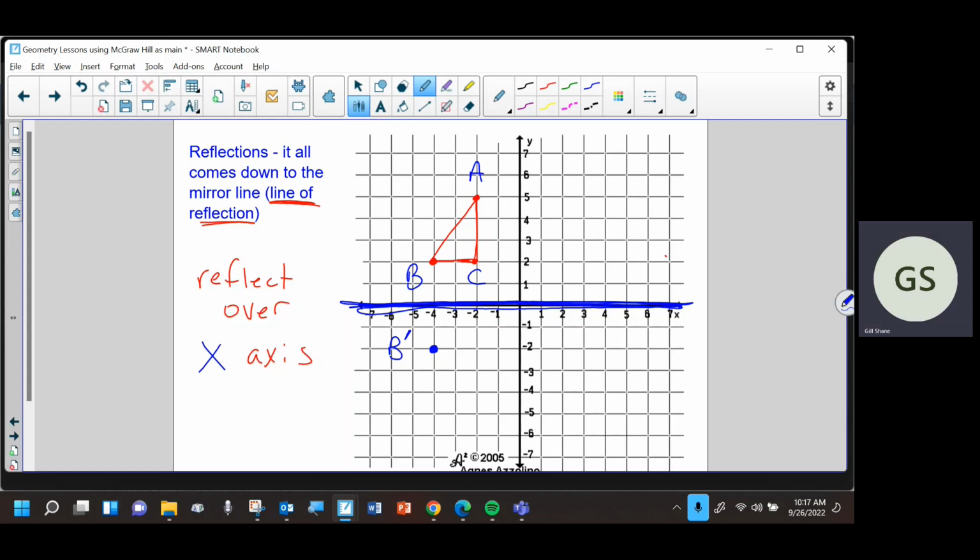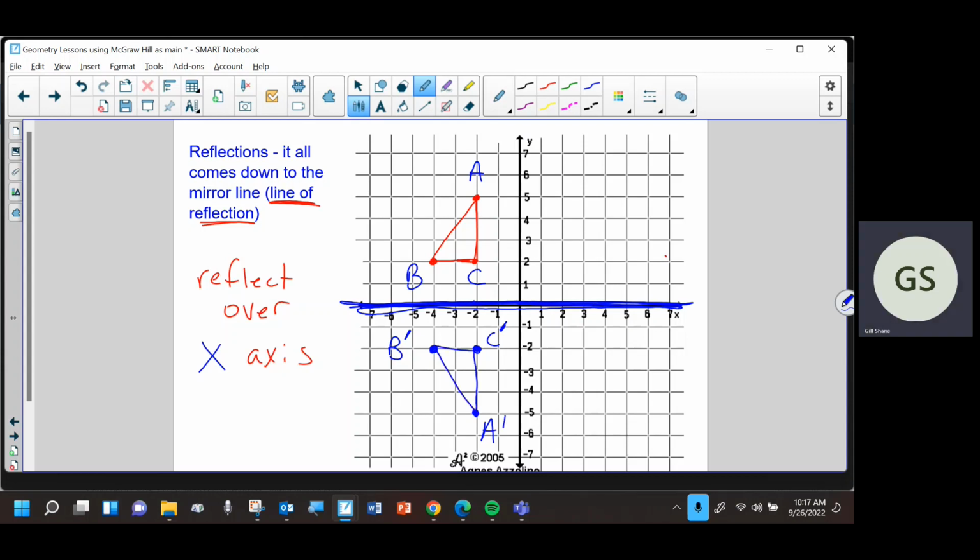Again, same thing for C. If point C is 2 units away, I need a point on the other side that is 2 units away. There's my C prime. Now A is a long way away, right? A is much farther from that mirror line. So when I create a point on the other side, it's going to be much farther from the mirror line. It's going to be 1, 2, 3, 4, 5 away. So from the mirror line, I count 1, 2, 3, 4, 5. And that would be where my A prime would be. And then you can connect all those things.